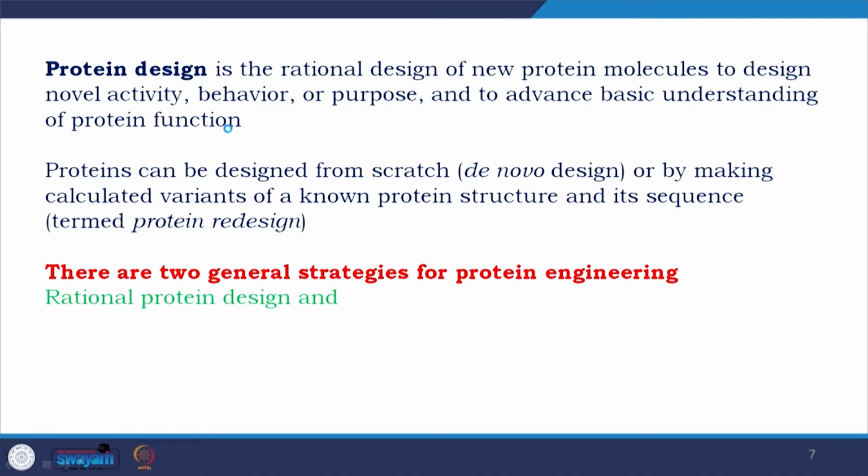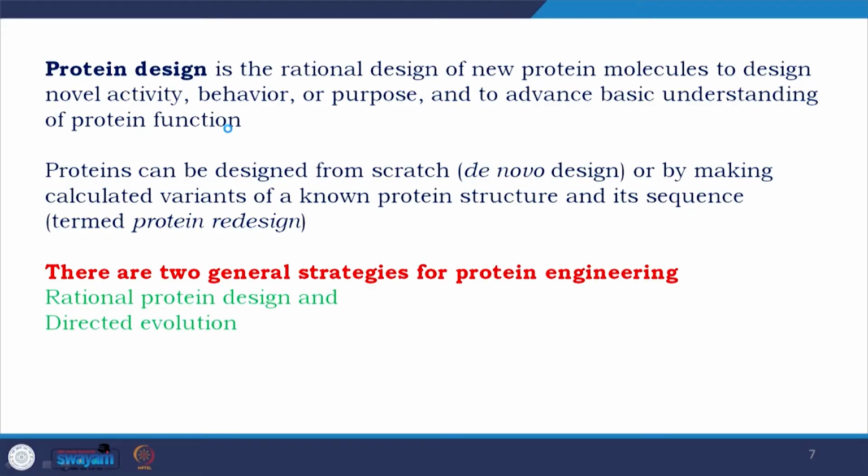You could do de novo design of a protein with a novel fold, a combination fold which is not present in nature; that is called de novo designing. But if you take one protein and alter it towards a different activity, it is called protein redesign. Generally, the major strategies of protein engineering are divided into two major fields. One is rational protein designing, which is the actual process which people have adopted. The other one is directed evolution.